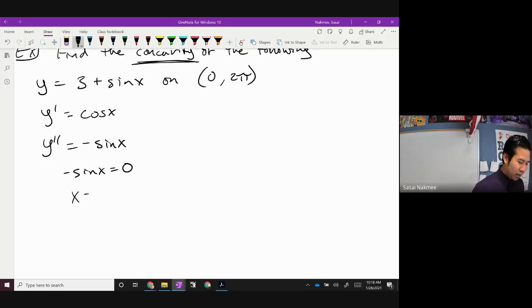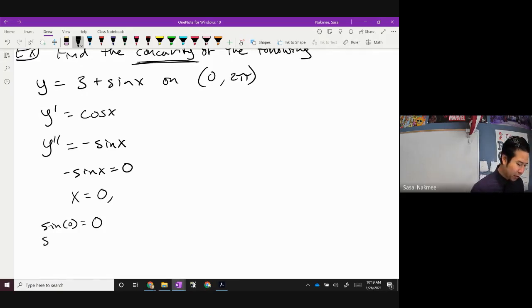Now, when does sine equal 0? Do you guys remember your unit circle? Do you remember what values between 0 and 2 pi will give you an output of 0 for sine? Not 1, never 1. How about this? What's sine of 0 equal to? 0, yeah. So 0 is one of my answers.